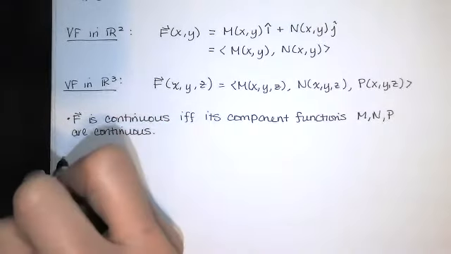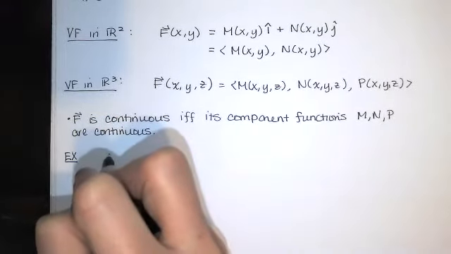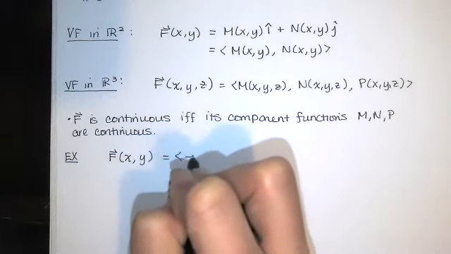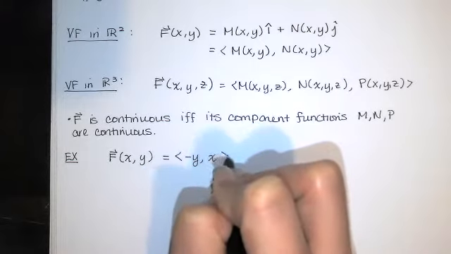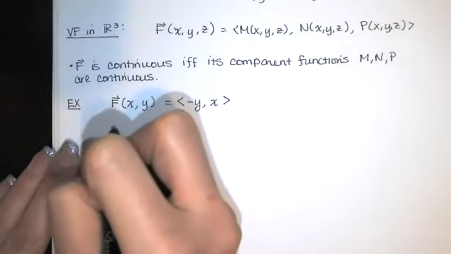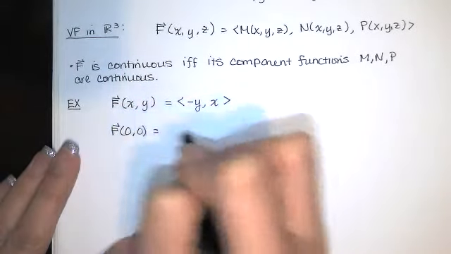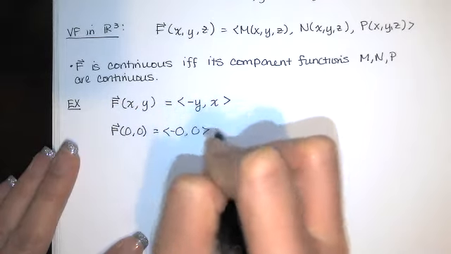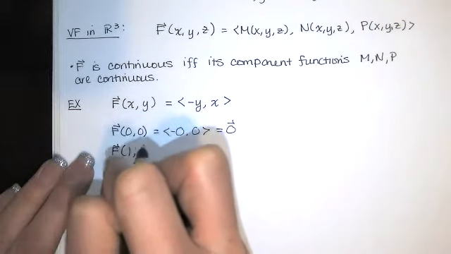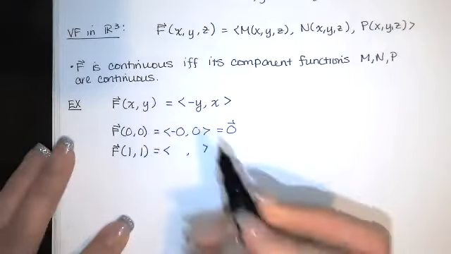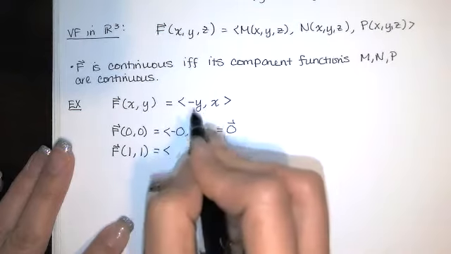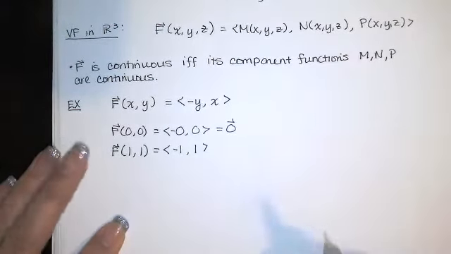So here's an example. Let's say we've got F of xy equals negative y times i hat plus x times j hat. This is a vector field. At 0, 0, there's not much going on there. It's just the 0 vector. When x equals 1 and y equals 1, x is 1, so the y component of this is 1. If y equals 1, the x component of the vector is -1.